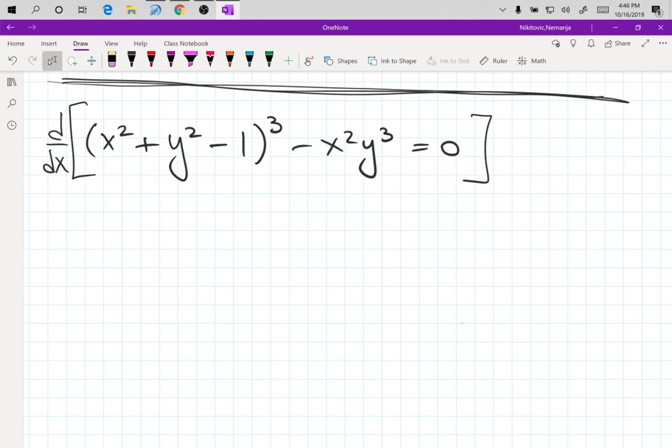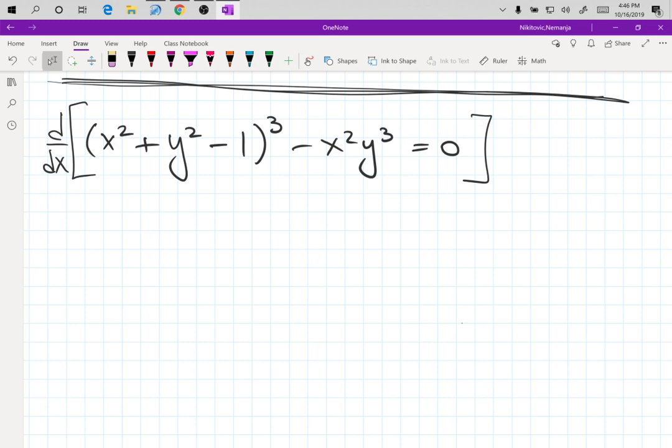The derivative is 3(x squared plus y squared minus 1) squared times the derivative of the inside, which is 2x plus 2y dy/dx, right? So that will be the derivative of the first. You have the chain rule, so 3 drops down and 3 minus 1 is 2. And then the derivative of the inside, 2x plus 2y dy/dx, and the derivative of negative 1 is 0.